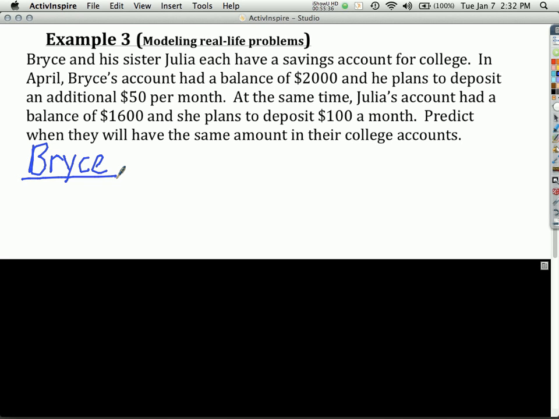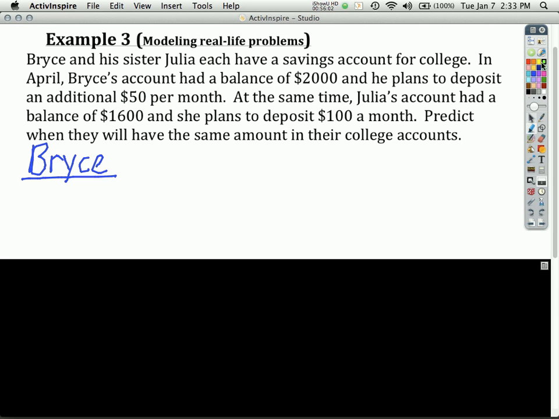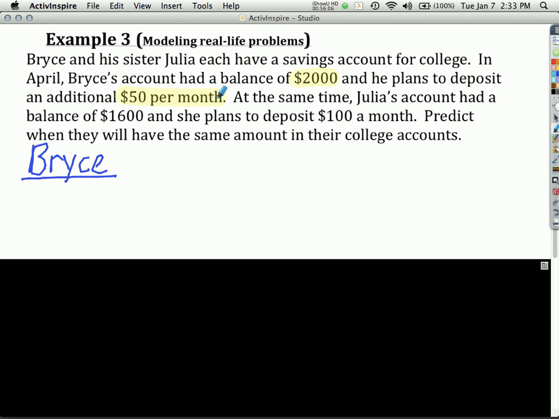But sometimes it's a little bit more complex. Michaela? And then the missing piece. Now, we are working with two variables, so there's two things missing. So let's just look at Bryce's situation. It says, Bryce's account had a balance of $2,000, and he plans to deposit an additional $50 per month. So here's the information we have to work with. We have $2,000 and then $50 per month.